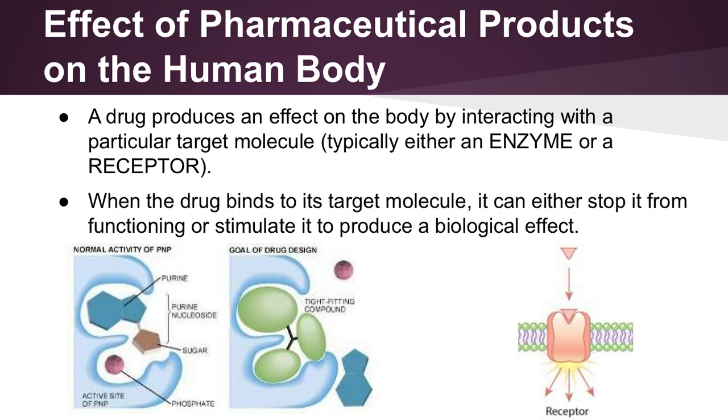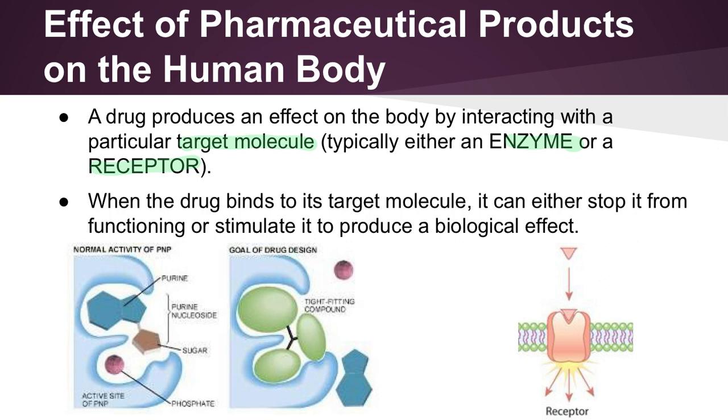Now, in terms of how pharmaceutical products work on the human body, essentially most of them, I would say a good 70% or so of them at least, are targeting membrane proteins within the cell. And so the drug is going to produce an effect on the body by interacting with a particular target molecule. This is usually an enzyme or a receptor. So receptors are typically membrane proteins. They're embedded within the cell membrane.